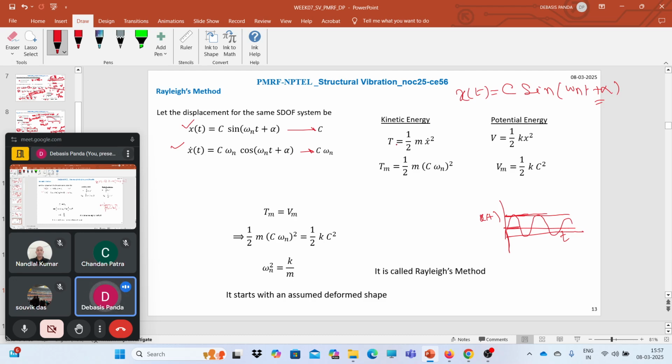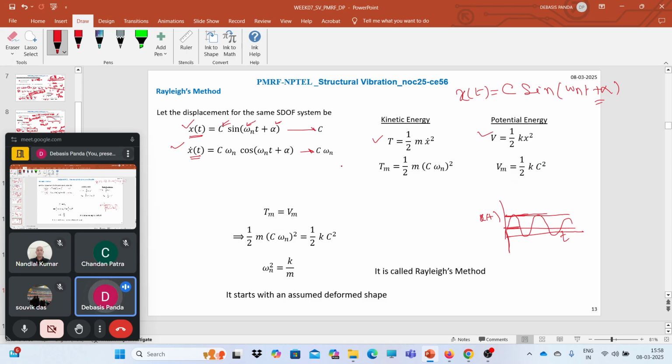So what will be the kinetic energy for this thing? The kinetic energy T will be half m into x dot square, and the potential will be half k into x square. Now we have the displacement, we have the velocity. We can easily calculate the kinetic and potential energy for this system. If I know the amplitude of this vibration, if I know the omega n, if I know the phase lag, or we can consider the zero phase, we can easily get the responses of the system.